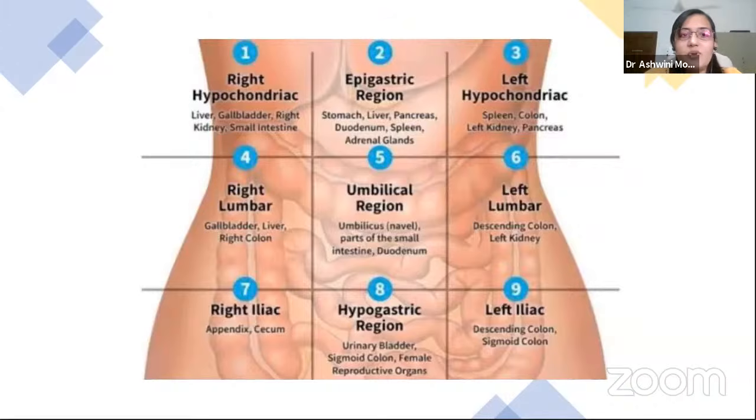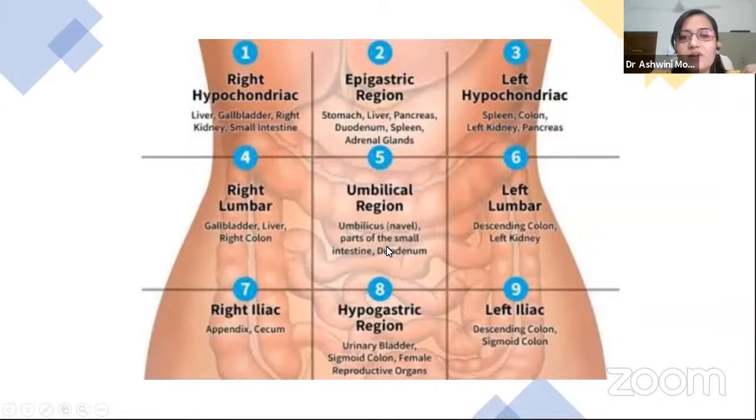In the right hypochondriac region, there are the liver, gallbladder, right kidney, and small intestine. In the epigastric region, you must know that the stomach starts from above and comes to the epigastric region. So stomach, liver, pancreas, the right part of the liver and duodenum, spleen and adrenal gland will lie here. In the left, similarly spleen, colon, left kidney, pancreas will be there. Going to the umbilical region, there will be the small intestine, part of the duodenum, and the transverse colon passes through this area.